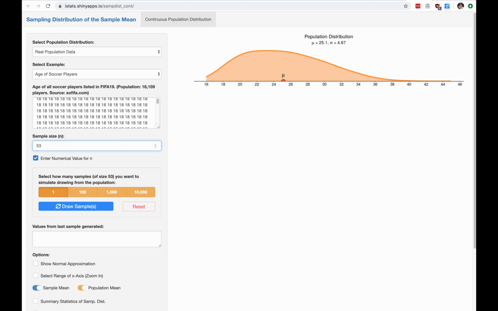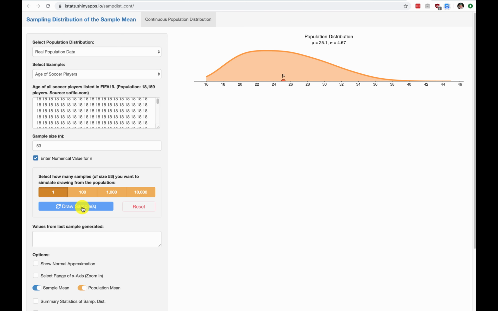Say you want to use 53 for the number in your sample. This box down here in the orange, it'll tell you how many samples of size 53 that you want to simulate, and then with the blue button you'll push draw samples. So let's say I click on one. I just want to take one sample of 53 soccer players.